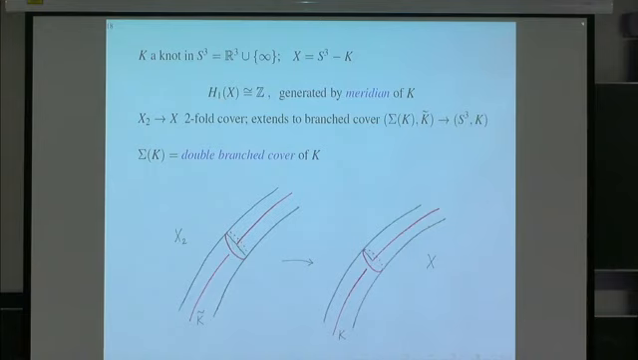The upshot is that you can glue in a circle upstairs and glue in the circle, the knot K, downstairs, to extend this covering projection to a branched covering from a closed manifold, the kind of manifold we like, to the 3-sphere. So this manifold Sigma K is the double branched cover of the knot.